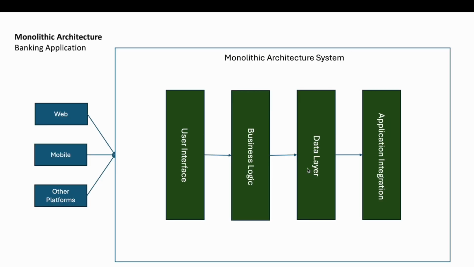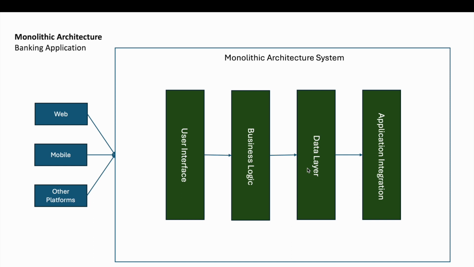Let's look at an example where we consider a banking application built as a monolithic architecture. For the user interface, we have the web pages or the mobile app screens through which users interact with their accounts. For the business logic, we have the code that calculates interest, validates transactions, manages user data, etc. For the data layer, we have database operations for storing and retrieving account details, transaction logs, etc. For application integration, we have communication with external systems like credit scoring services or government financial APIs.